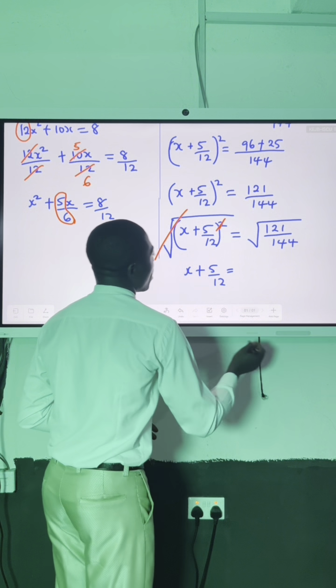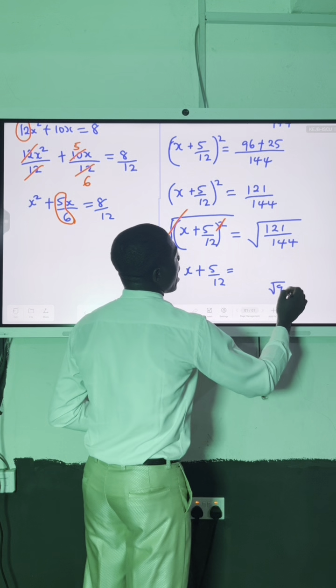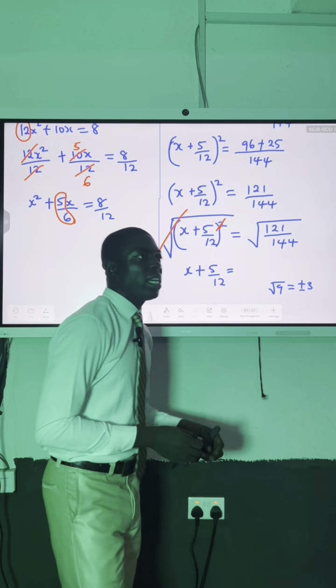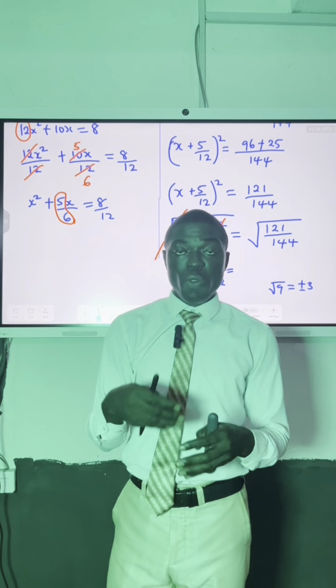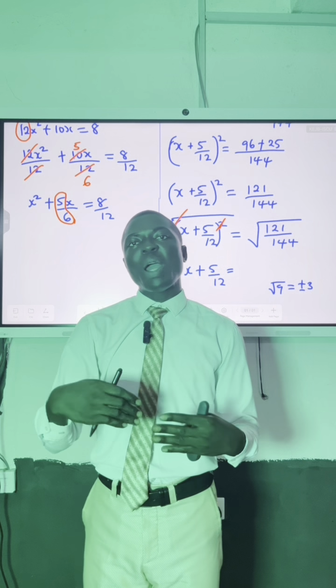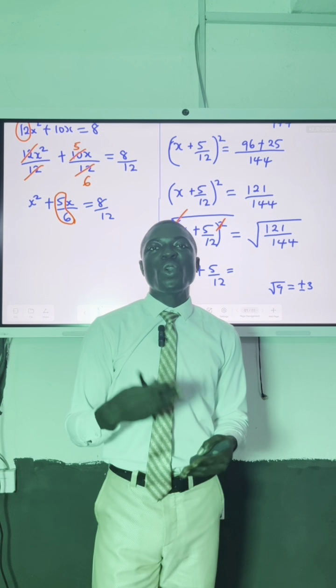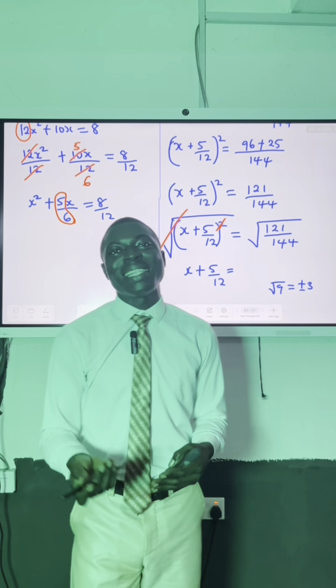Let's just suspend this one for now. If I say square root of 9, the answer is plus or minus 3. Do you know why it is plus or minus 3? Because if you square the 3, you get 9. Even if you square minus 3, it will still take you back to 9. That's why we say the square root of any number is plus or minus an answer.